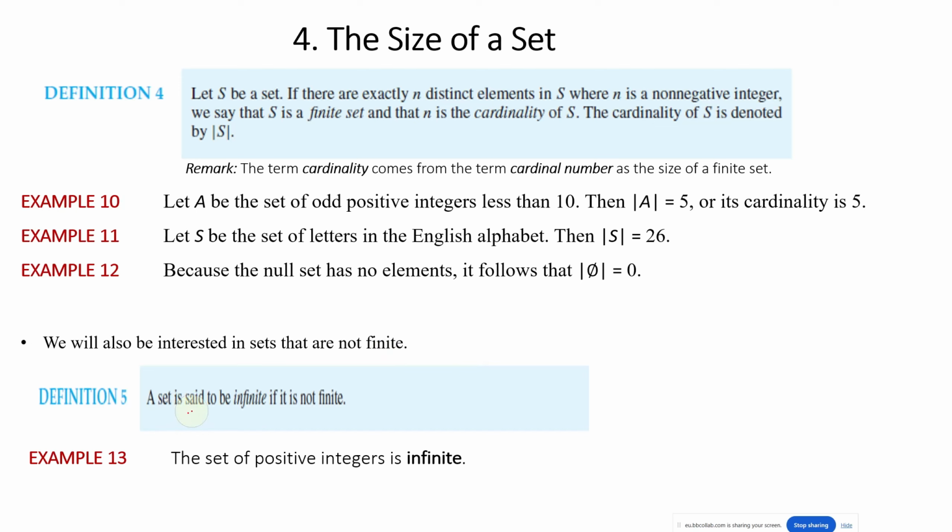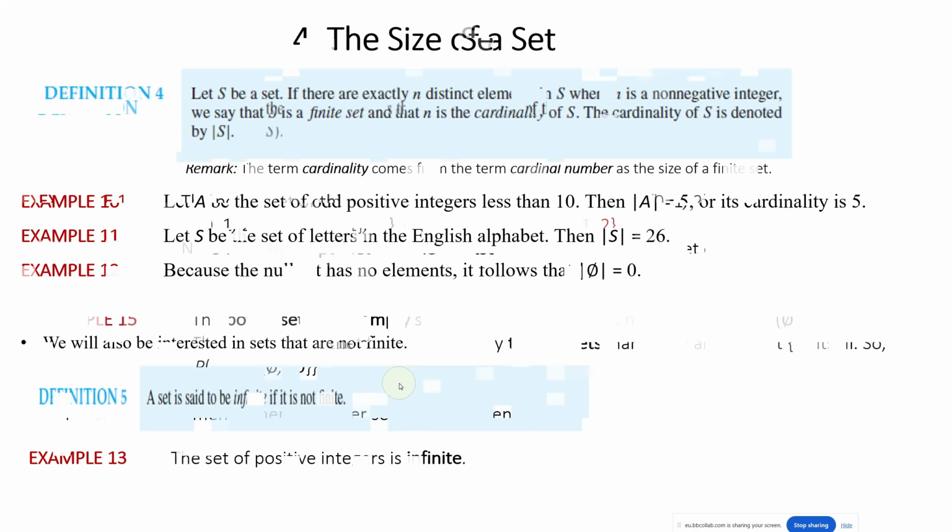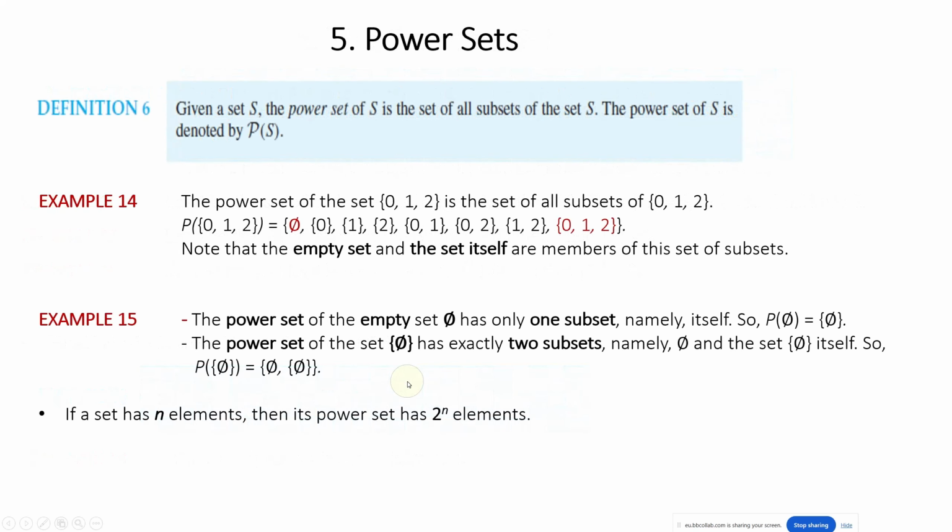Now, a set is said to be infinite if it's not finite. So basically, the set of all positive integers is infinite, so I cannot just have one number. Now, power sets. Power sets are something interesting. Actually, it's something that can show all the different possibilities. Generally, we use them for combinations of possibilities.